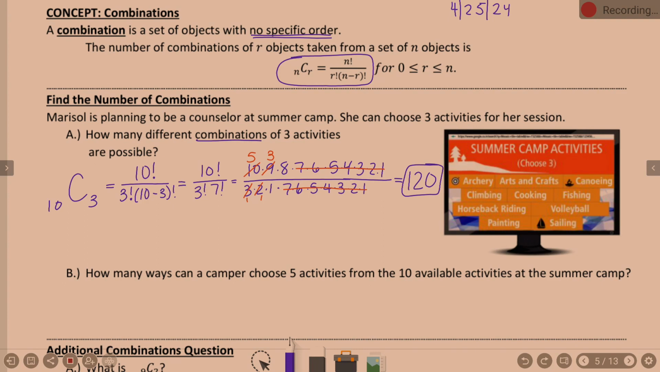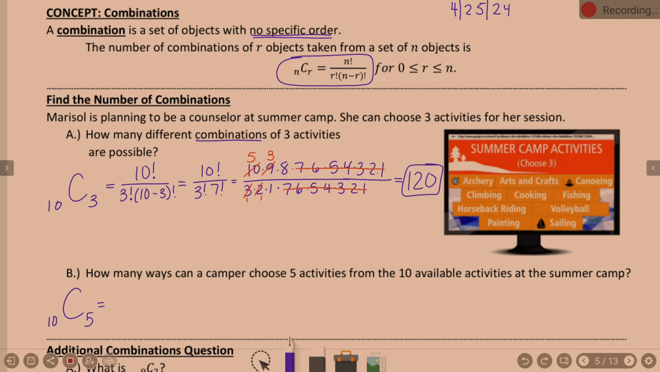Okay, let's practice again then. How many ways can a camper choose 5 activities from the 10 available activities at the summer camp? Choosing 5. So that means we're going to do what? Okay, combination of 10 items, chosen 5 at a time.